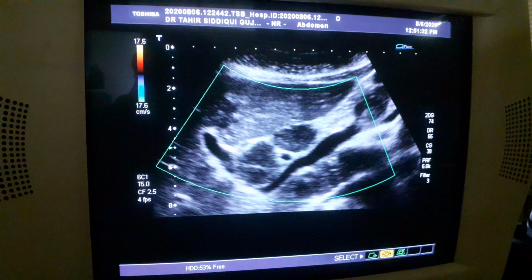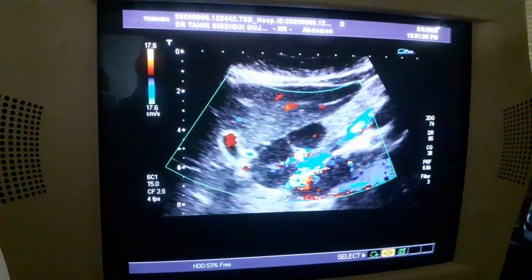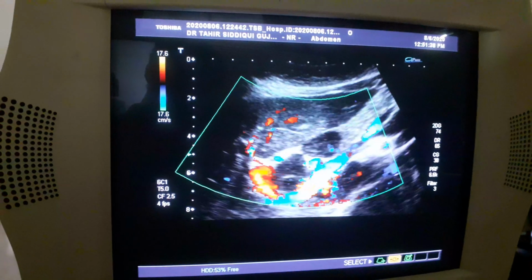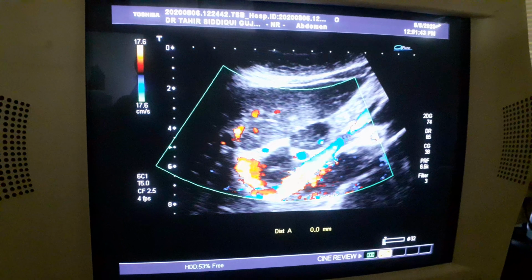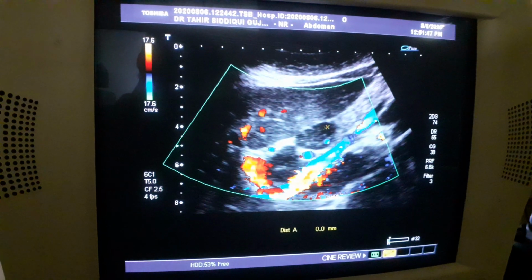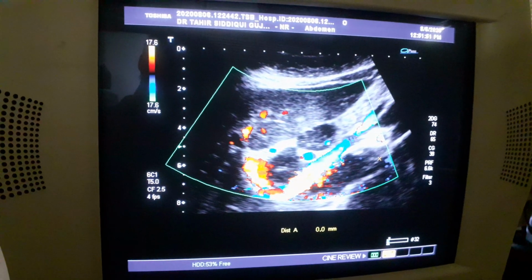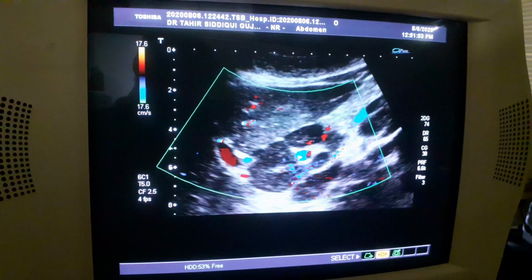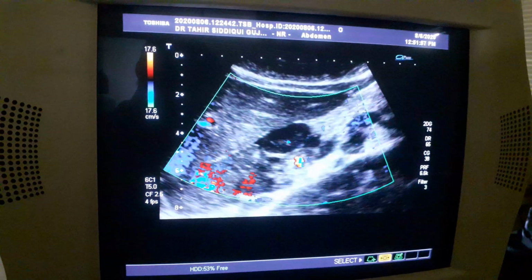see, this is the portal vein. Portosplenic confluence. This is the portosplenic confluence. This is the portal vein. See, this is the lymph node. This is another lymph node. These are matted lymph nodes in this region. This I have shown you.